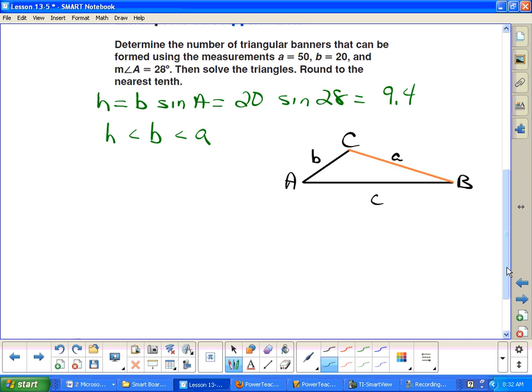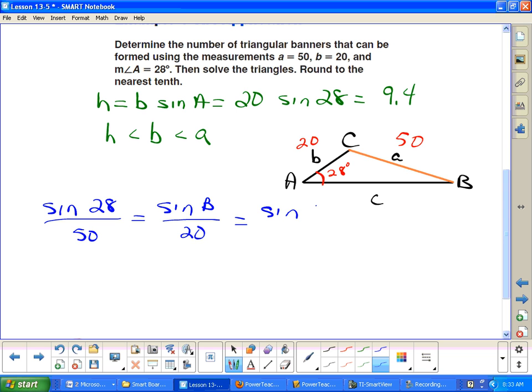Okay? So what do we know? We know this is 28 degrees. We know B is 20 and A is 50. So since we know two sides and an angle, we're going to use the law of sines to find the rest of the triangle. So I set it up using A, B, and C, and plug in what I know.